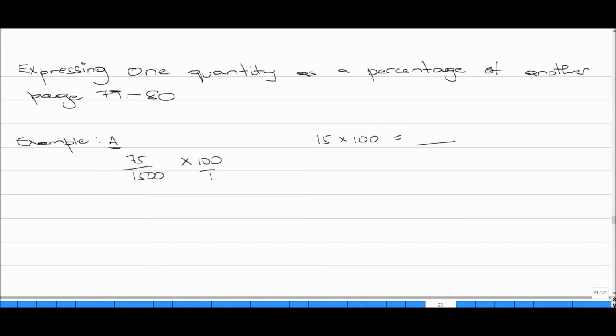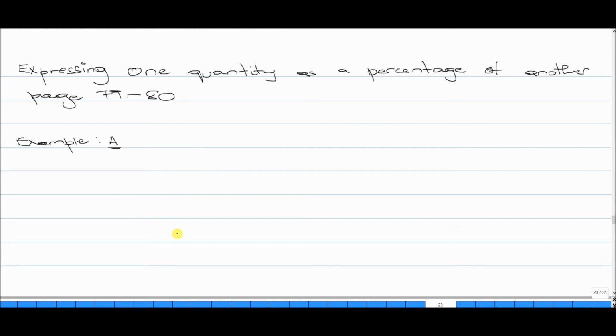Let us turn our attention to page 79, and we're looking at the bottom part. We're going to be looking at expressing one quantity as percentages of another. We have two examples here. We'll work through those two examples, but let us take note of our rule. The quantity that comes after of must be used as the denominator. Always use the same unit for both quantities, then multiply by 100.